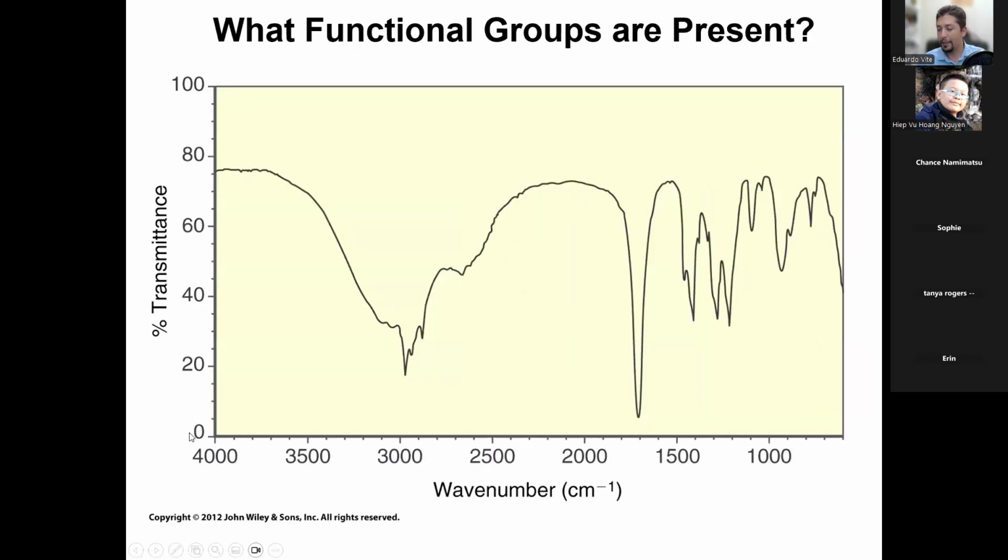All right, so now we get to the part where I ask you guys and you guys tell me via the chat or via voice what these are.